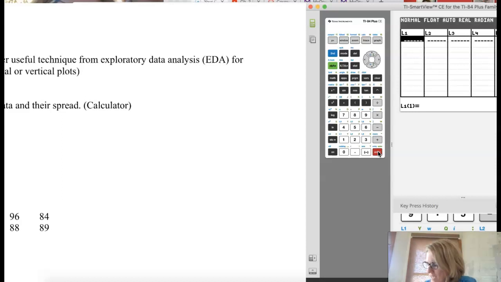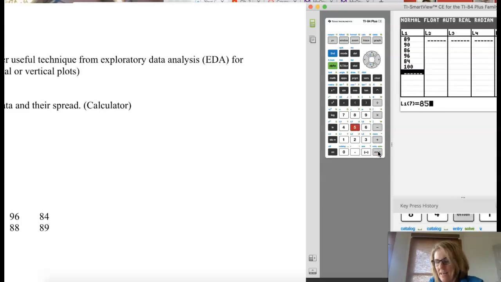So we're going to go ahead and just type our data in here. 89, enter. 90, enter. 86, enter. 96, enter. 84, enter. 100, enter. 85, enter. 96, enter. 88, enter, and 89. Okay, so we have 10 data values here, and they are not in order.